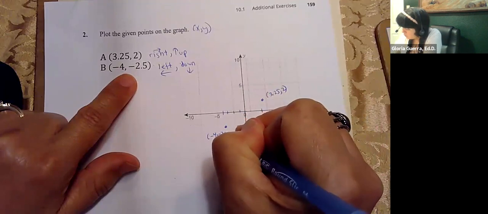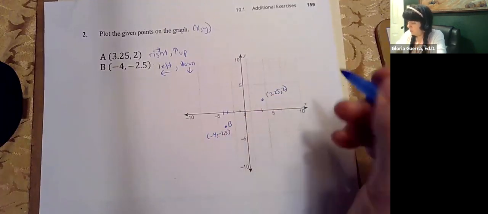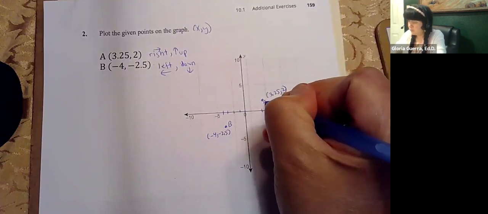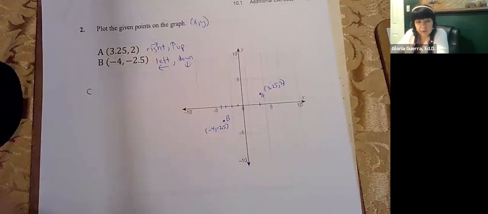-4, -2.5. That's B. That's A. Okay, and then let me give you some ordered pairs with 0.